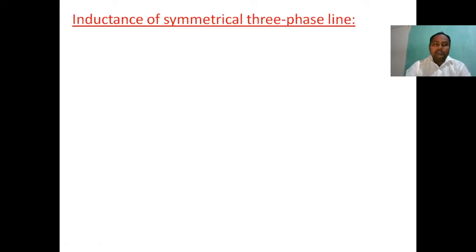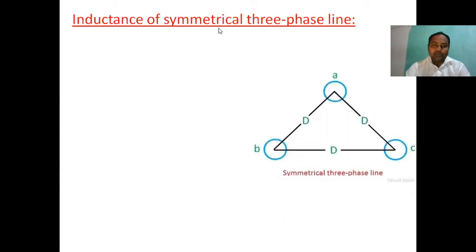So next we discuss the inductance of a symmetrical three phase line. What is meant by three phase? In the previous case, single phase means we have two conductors, conductor A and conductor B. Three phase means we have three conductors A, B, C. Symmetrical, let me explain clearly. So this is a symmetrical three phase line: conductor A, conductor B, conductor C.